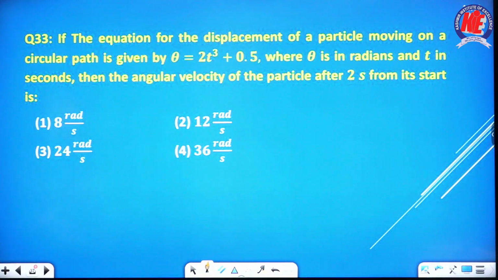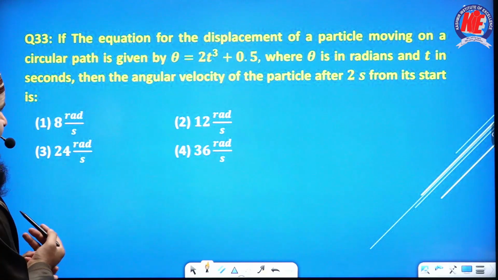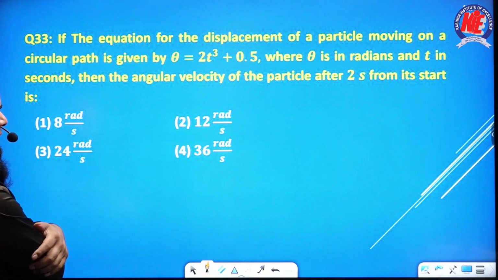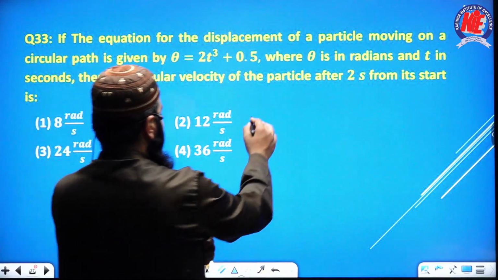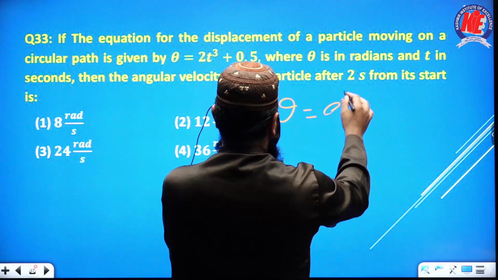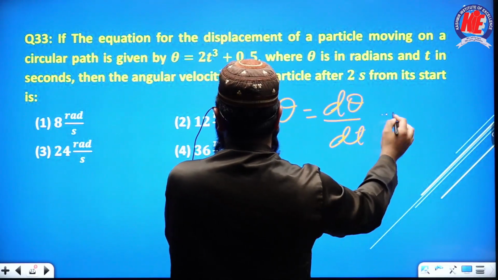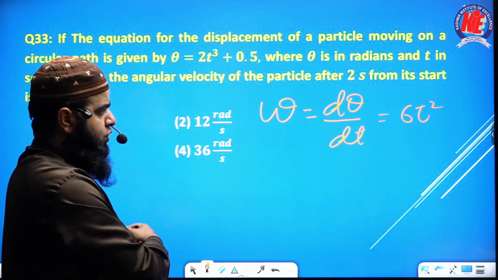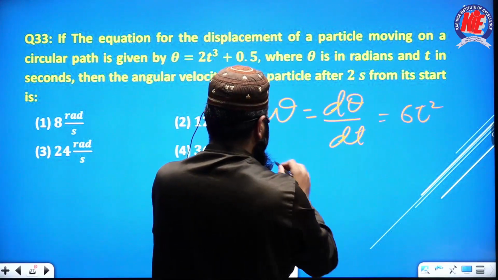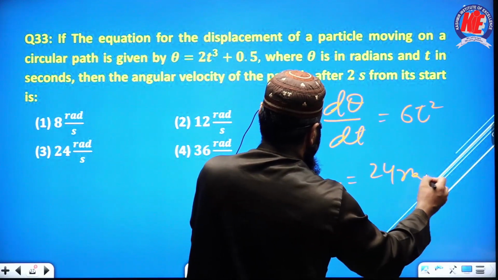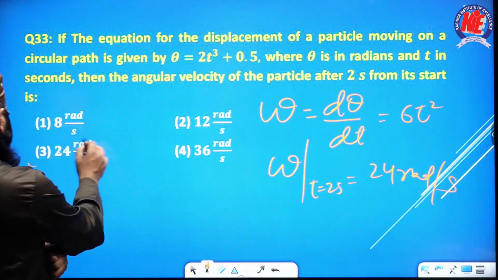Next one. If the equation for the displacement of a particle moving on a circular path is given by theta is equal to 2t cube plus 0.5, where theta is in radians and t seconds, then the angular velocity of the particle after 2 seconds from its start will be. Angular velocity can be written as d theta divided by dt, which is given by 2t cube का आएगा बेटा 6t square. We have to go for it at t equal 2 seconds. After 2 seconds, 2 square is 4, 6 4 are 24. So omega after t is equal to 2 seconds will be equal to 24 radians per second. 24 radians per second is the answer.